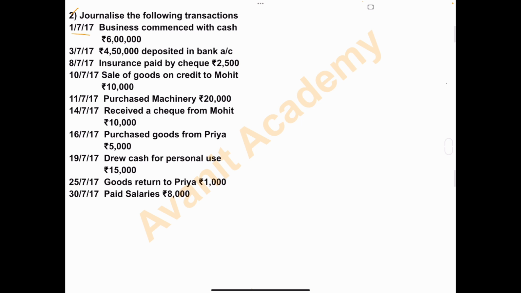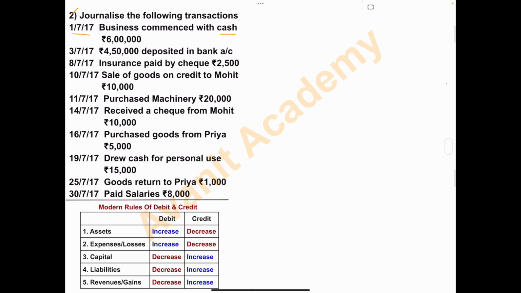On 1st July, business commenced with cash of rupees 6 lakh. Cash is an asset. Started business with cash means cash comes into the business. The cash balance will increase. As you know, cash is an asset. So what is the rule of asset? I have written here the rules of debit and credit.